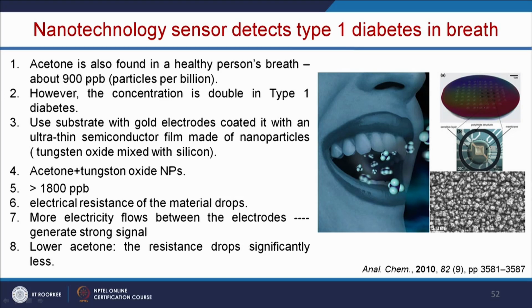So next, we can also use nanotechnology sensors to detect type 1 diabetes in the breath. Acetone is usually found in a healthy person's breath at approximately 900 ppb, that is, parts per billion, but the concentration is double in a type 1 diabetic patient. Here we use a substrate with gold electrodes, coated with an ultra thin semiconductor film made of nanoparticles, mainly tungsten oxide mixed with silicon. In the presence of acetone, the electrical resistance of the material drops. Depending on the electrical resistance, we can easily detect diabetes in the breath of a person. So based on this electrical resistance based breath sensor, we can easily identify a person with type 1 diabetes.